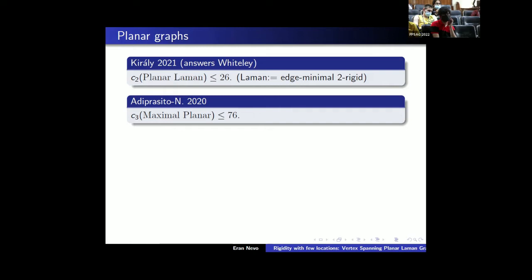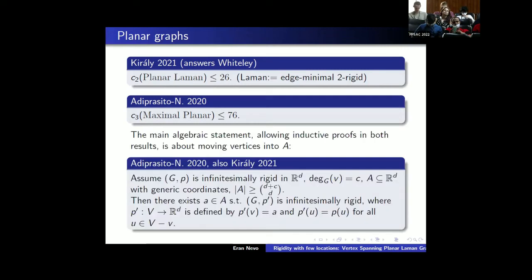This question of Whiteley appeared in a paper by Karim Adiprasito and myself, where we show that if you consider all maximal planar graphs, namely those that triangulate two-dimensional spheres, then you can rigidify all of them in R^3 with just 76 locations. Probably that's not a tight bound, but the point was that it's a finite number.